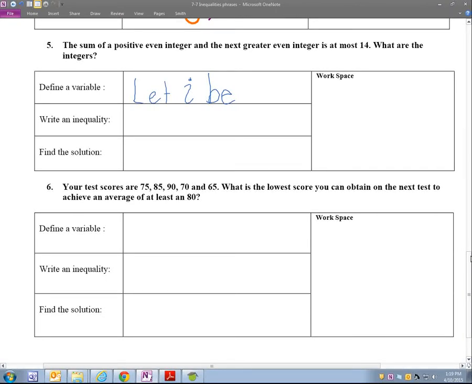So we have the sum of a positive even integer and the next greater even integer is at most 14. So I'm going to put this as my definition. Let i be a positive role model that is even integer. No, I didn't write role model. I'm kidding. A positive even integer. Let i be a positive even integer.